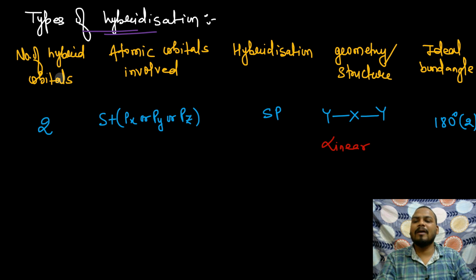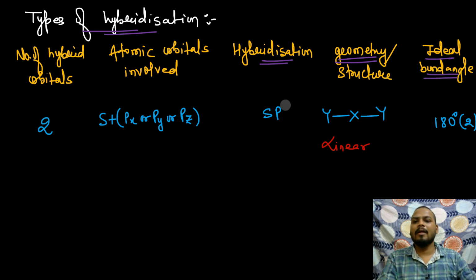Here I have written the number of hybrid orbitals. Then we will talk about the atomic orbitals involved, meaning which atomic orbitals are involved in the formation of that type of hybrid orbital. Then we will talk about hybridization, then geometry, and finally the ideal bond angle.